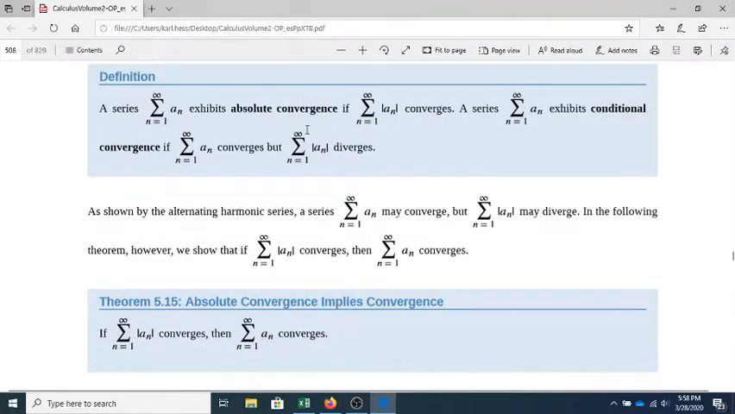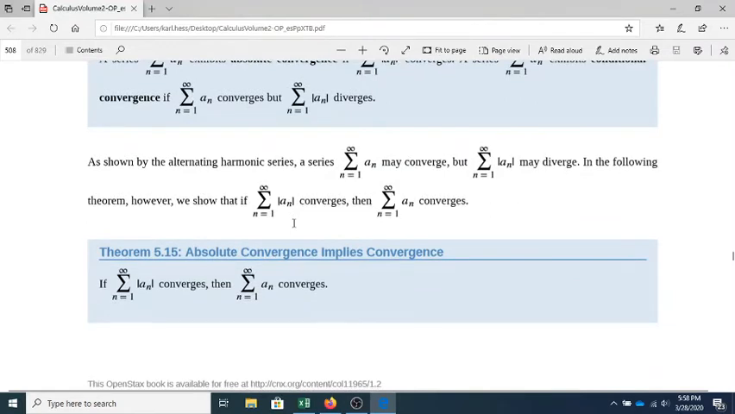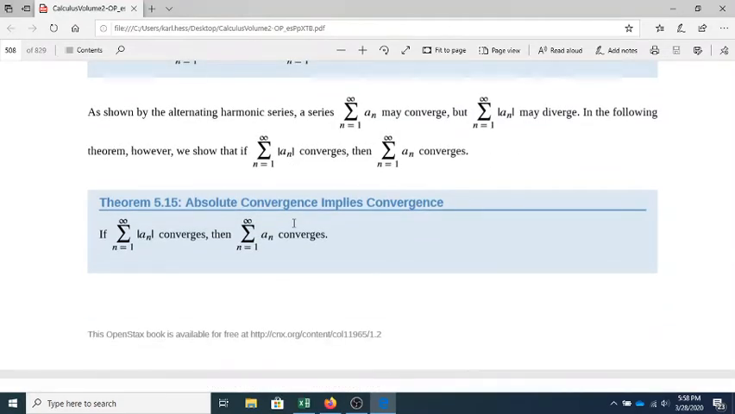Alright, so here's a definition on page 500 of the book. Okay, it's basically just covering what we were just talking about. A series exhibits absolute convergence if, when you apply an absolute value to all its terms, it converges. A series exhibits conditional convergence if the series is convergent, but if you take the absolute values of its terms, it's not convergent, it's divergent. Okay? Now, here's an important theorem. Okay? Theorem 5.15, bottom of page 500.